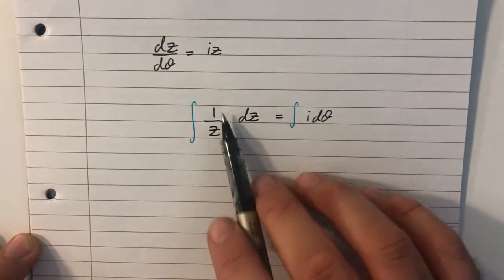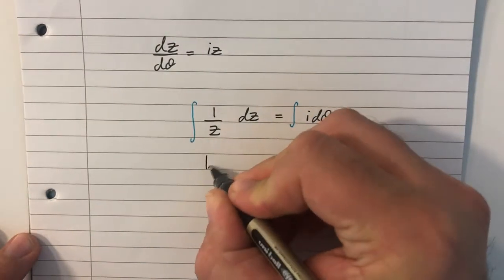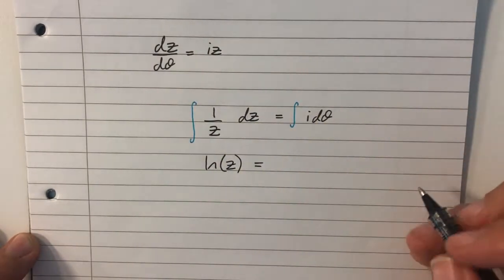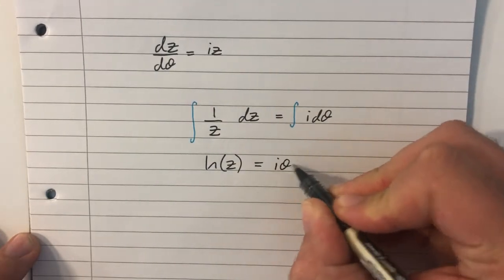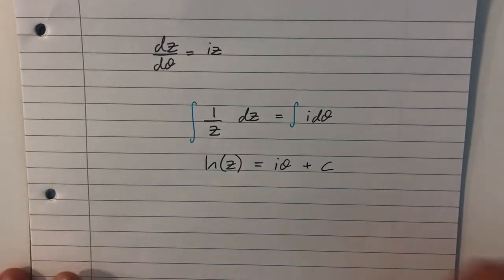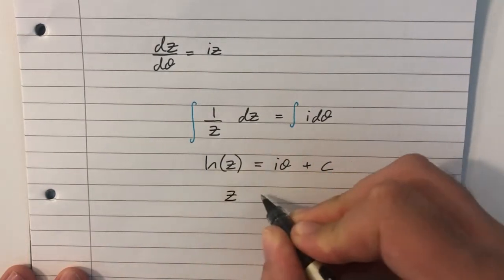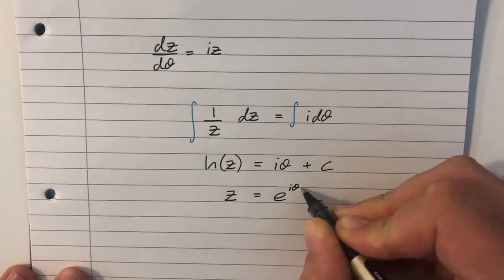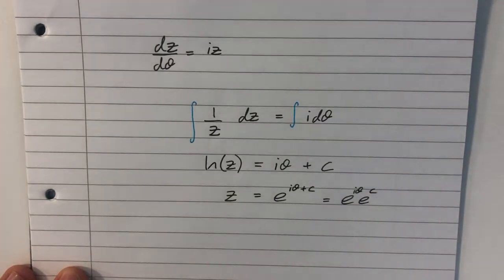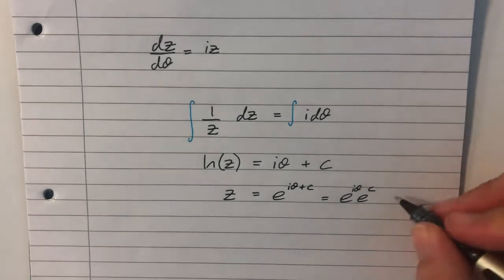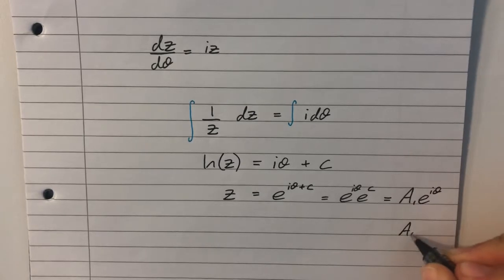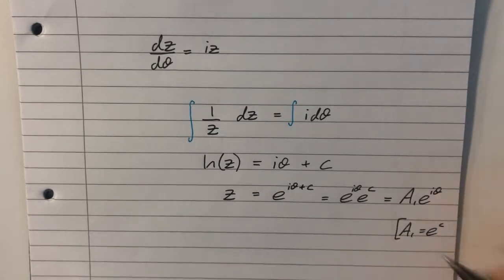So now to carry out the integrals. 1 over z integrated is the natural log of z. And that is equal to the integral of i with respect to theta. i is just a constant, so it just becomes i theta. And then of course we have our arbitrary constant of integration, c. We're going to get rid of the log by raising both sides as a power of e, which I can write as e to the i theta times e to the c, by reversing one of the exponential laws. And then I can write that as a1 e to the i theta, where a1 is e to the c.